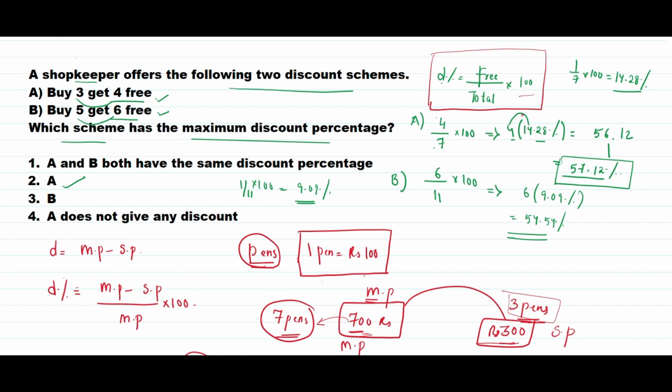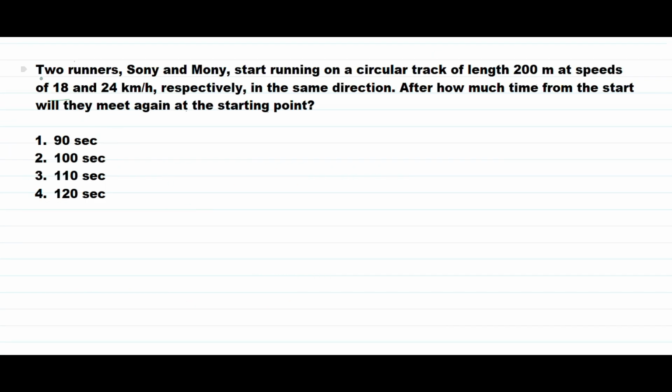Okay, let's see our next question. See here, they have given two runners, Sony and Mony. They started running on a circular track of length 200 meters, with speeds 18 and 24, in the same direction. After how much time from the start will they meet again at the starting point? This question we can do in two ways. One is the relative speed concept, and another one is the LCM concept.